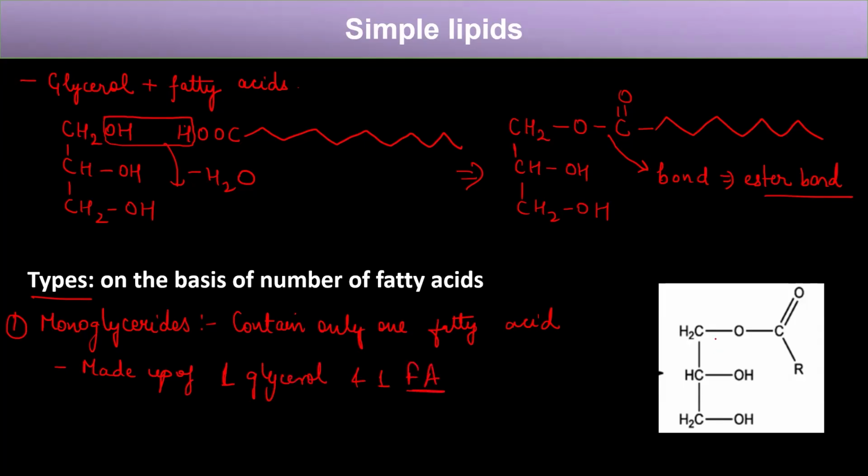And the structure will look like this. Here you have first, second, third. This is your glycerol, and then this part is your fatty acid. Here this R is representing the chain of hydrocarbon. So this is how the monoglycerides look.